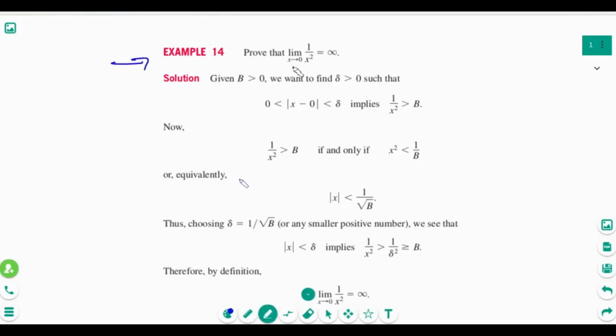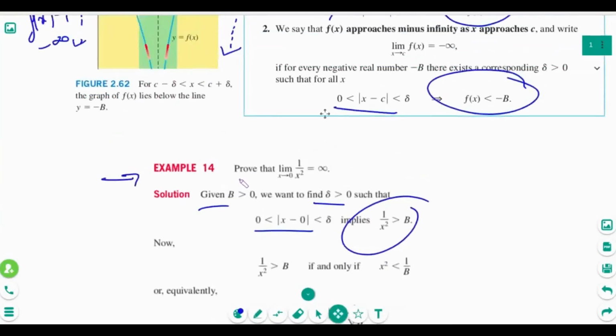Example 14 now. To prove that the limit as x tends to 0 of 1 by x square is equal to infinity. Given is b greater than 0. We want to find delta greater than 0 such that 0 less than modulus x minus 0 less than delta implies 1 by x square greater than b.